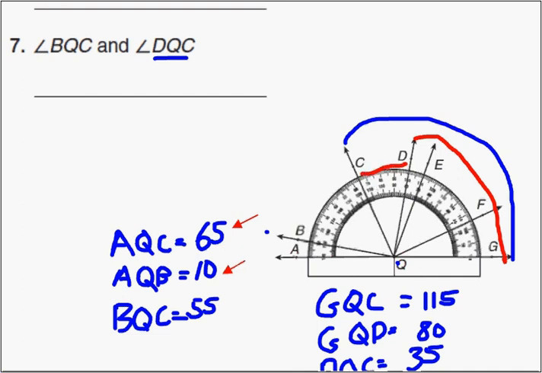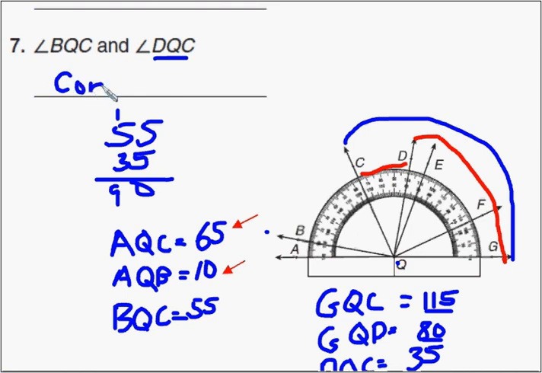Okay, so let's do that. GQC is 115 degrees. GQD is 80. 115 minus 80 is 35. So now we can add those together and see what we come up with. So 55 plus 35 is 90. And a 90-degree angle, we say they're complementary. Complementary.